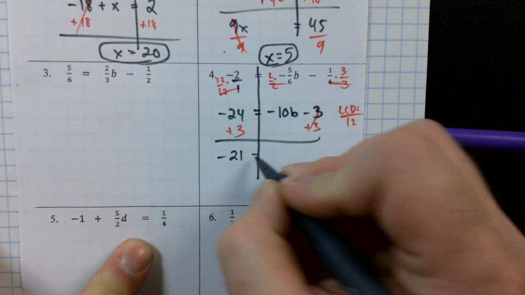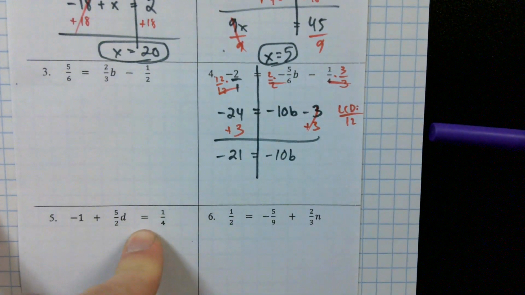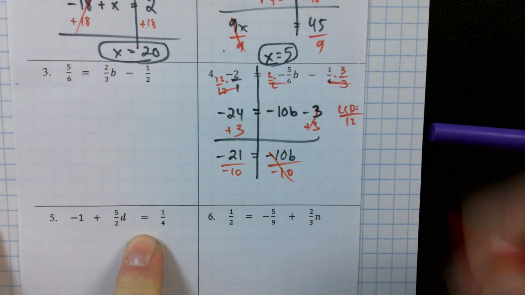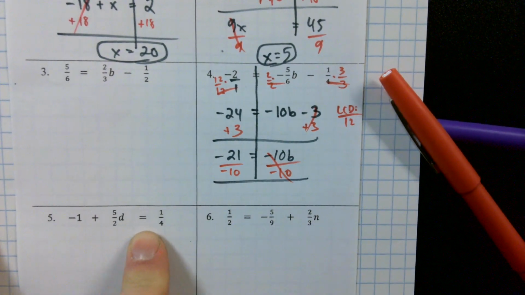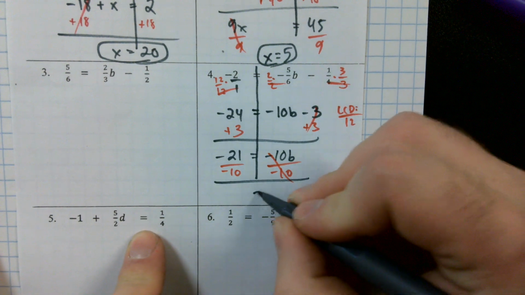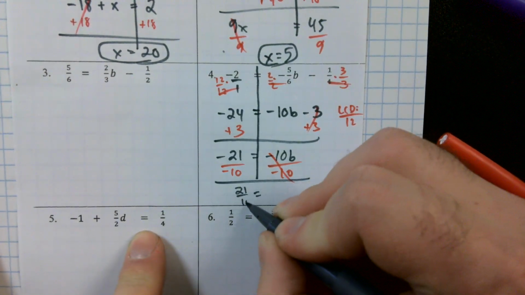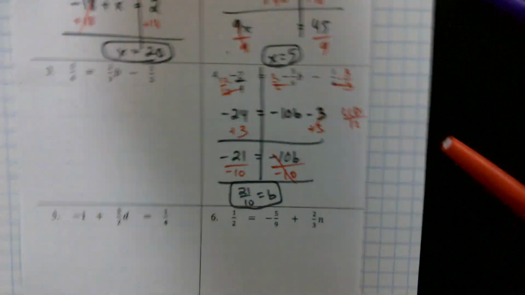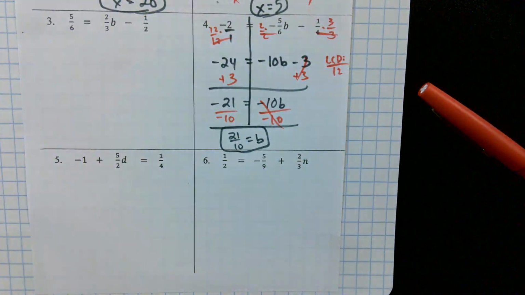Gives me negative 21 equals negative 10b. Even though my variable term is on the right, that doesn't matter. That's totally fine. Negative over a negative cancels out, and I get 21 over 10. Not 2 1/10. 21 over 10.